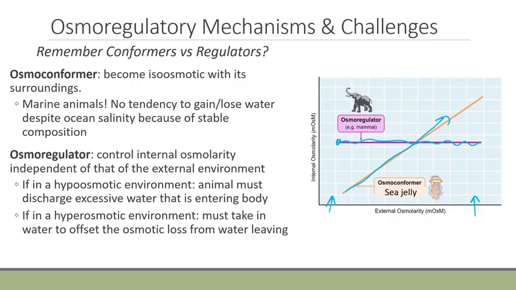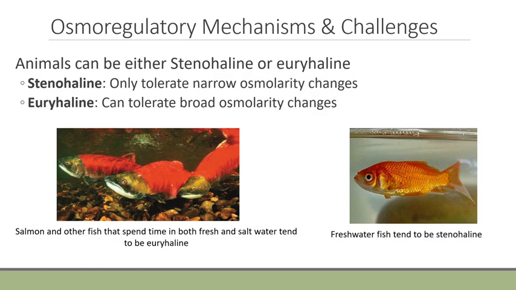On these same ideas of osmoconformers and osmoregulators, we're going to look at how they can tolerate changes to the osmotic conditions of their environment. And so you can either be stenohaline or you can be euryhaline. An animal that is stenohaline can really only tolerate a very narrow change in osmolarity, whereas something that is euryhaline can tolerate very big, broad changes of osmolarity.